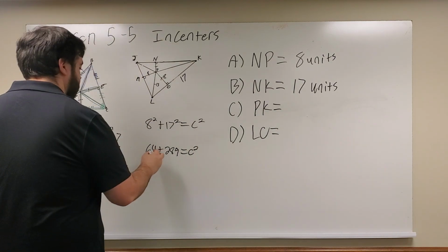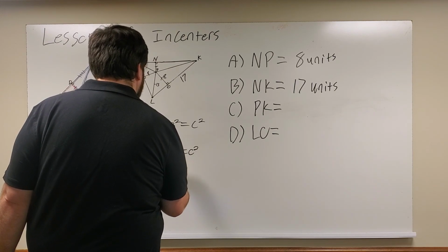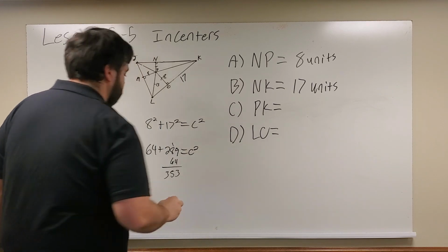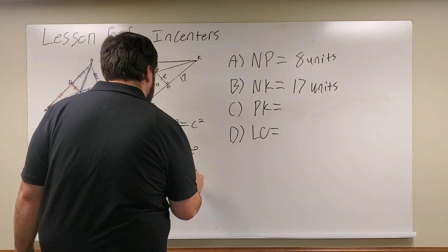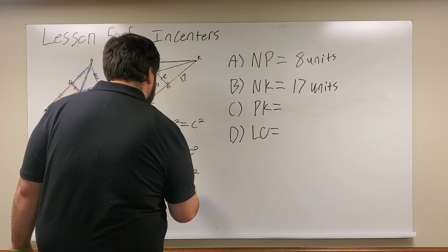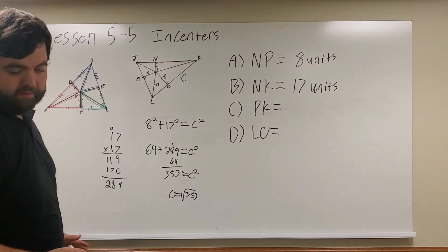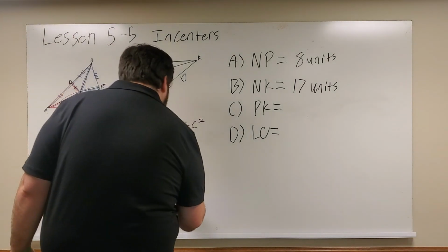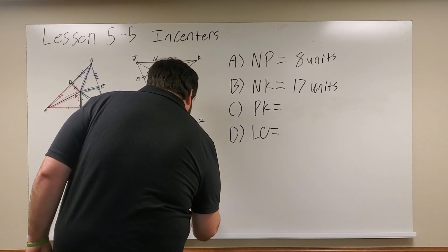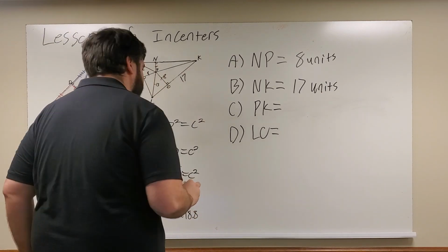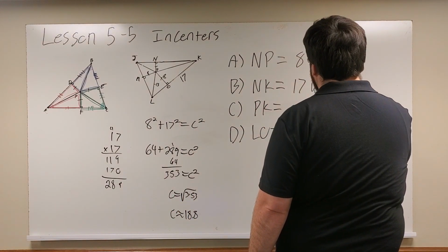Alright, add those two together, 64 plus 289, we have 353 equal to C squared. Then we take the square root of both sides. And our final answer is going to be C is about 18.8. Alright. So PK is about 18.8 units.